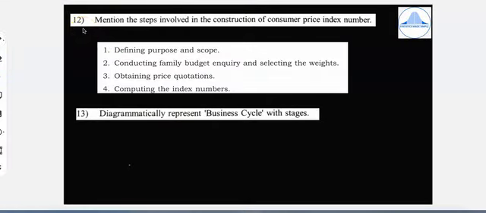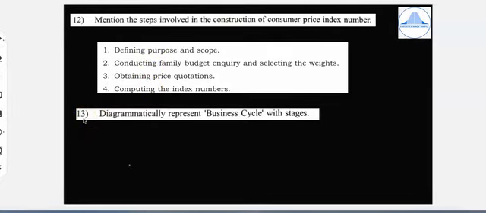The 12th question, mention the steps involved in the construction of consumer price index number. There are 4 steps. The first one is defining the purpose and scope. Second is conducting the family budget inquiry and selecting the weights. Third is obtaining the price quotations. Fourth is computing the index numbers. And there are 2 methods, that is the aggregative expenditure method and the family budget method. You have to write all these 4 points for 2 marks.